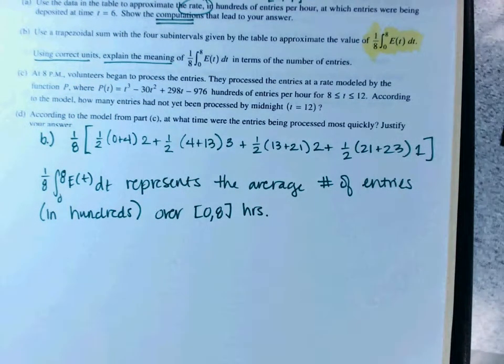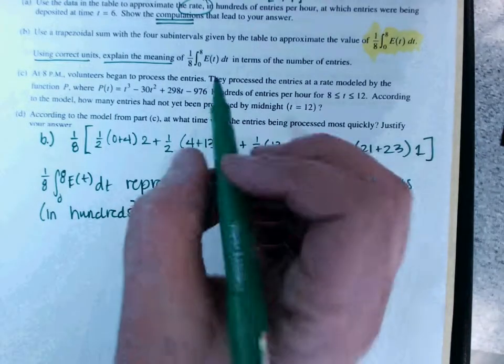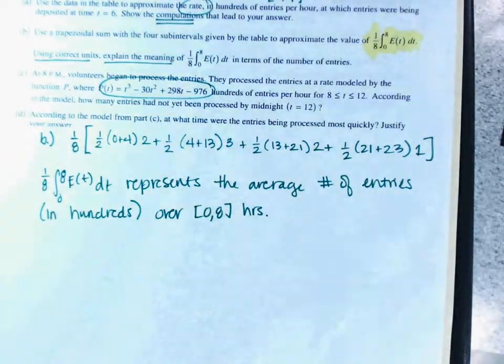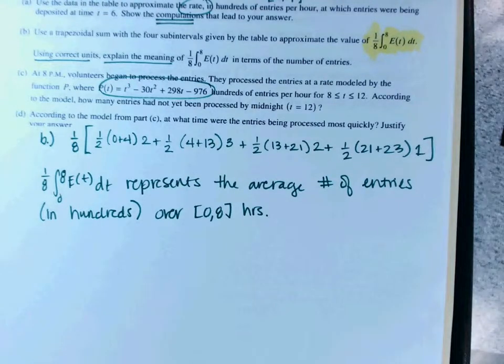Okay, part C. At 8 p.m., volunteers begin to process the entries. They process the entries at a rate modeled by the function P, blah, blah, blah, blah, blah. Hundreds of entries per hour from 8 to 12. According to the model, how many entries had not yet been processed at midnight? Okay, so two things going on. The visitors are taking their entries, they're putting them in the box. Then as they're processed, what's happening? They're coming out of the box.